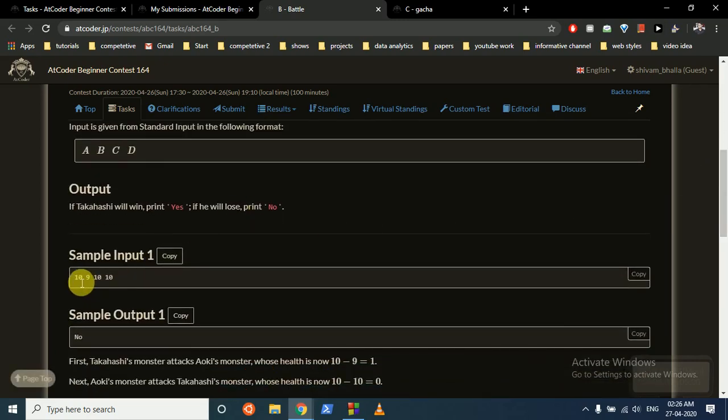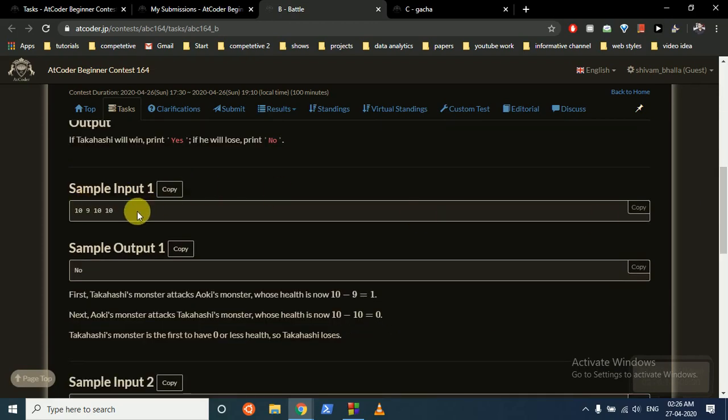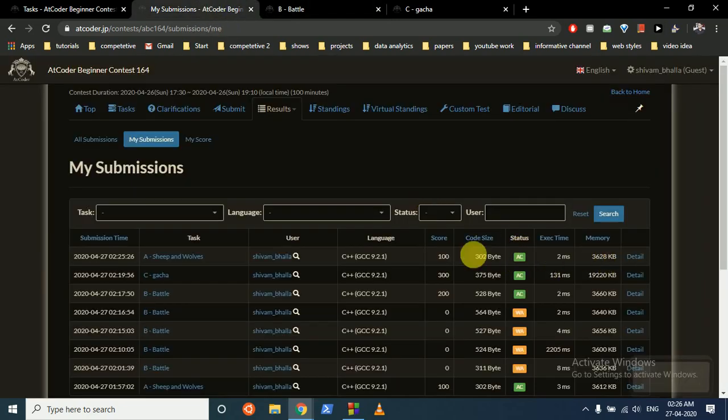So as you can see, the health of both monsters is 10. First, Takashi's monster attacks Aoki's monster and its health decreases by 9, because the initial health is 10 and 9 is the attacker's strength. So the remaining health of Aoki's monster is 1. Now, Aoki's monster has a strength of 10, so it attacks and the health of Takashi's monster becomes 0. And so Takashi has lost and doesn't win, so the answer is No. And that's it. I hope you see this first one.